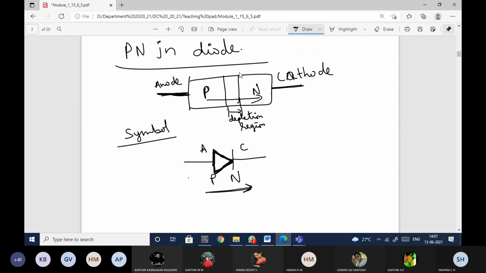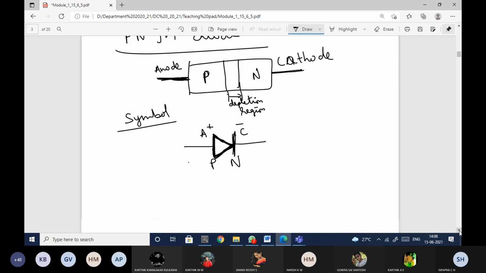From cathode to anode, very little current flows. So the current due to the majority charge carriers will flow in this direction only. That is the reason you can even correlate the symbol with the current direction. So this is the symbol and this is the current direction. How we are going to get this current direction, we'll see. Generally the anode is considered to be positive and the cathode is considered to be negative. This also I'll show you.